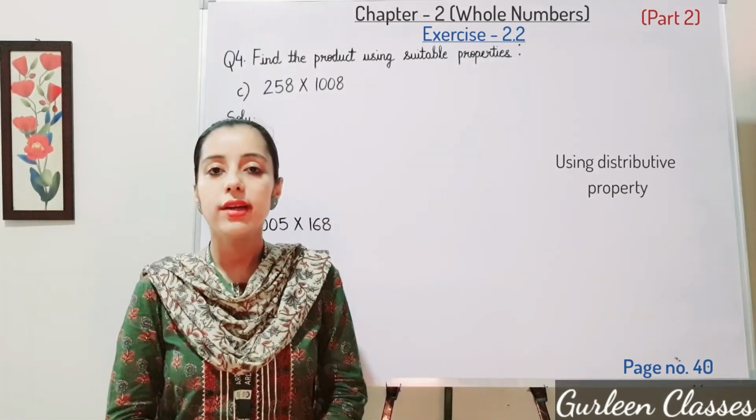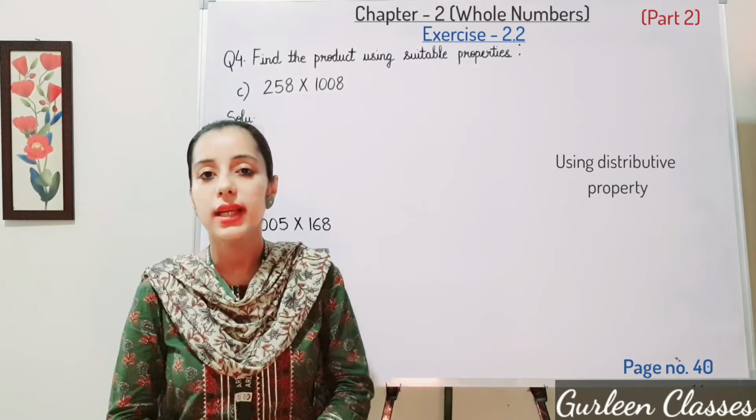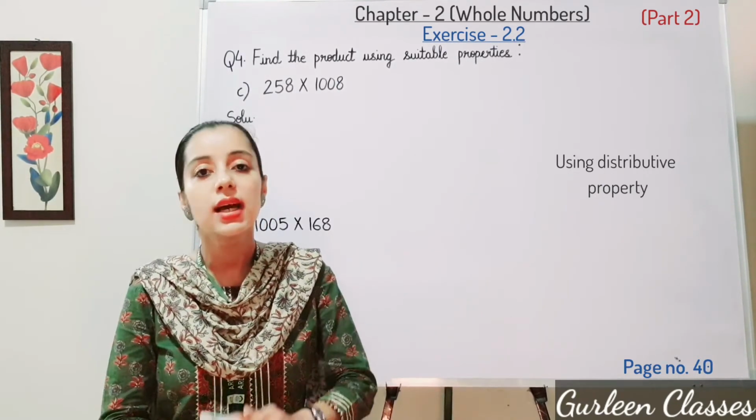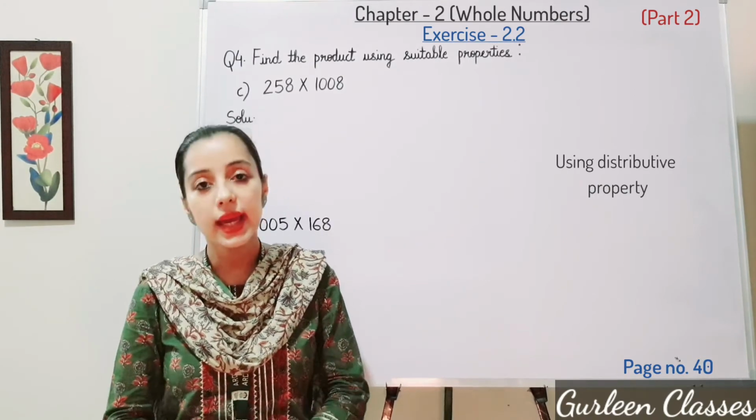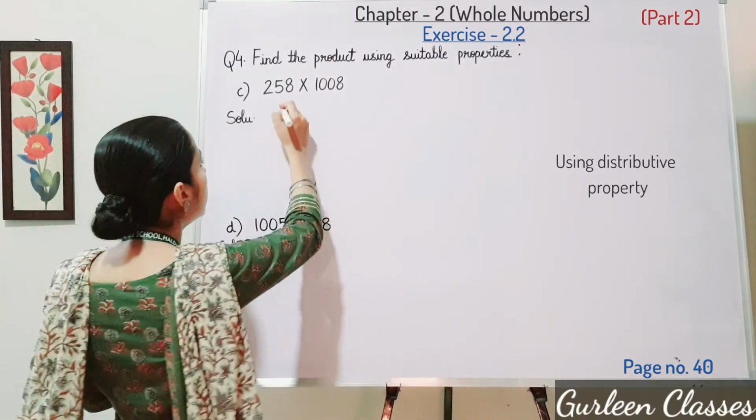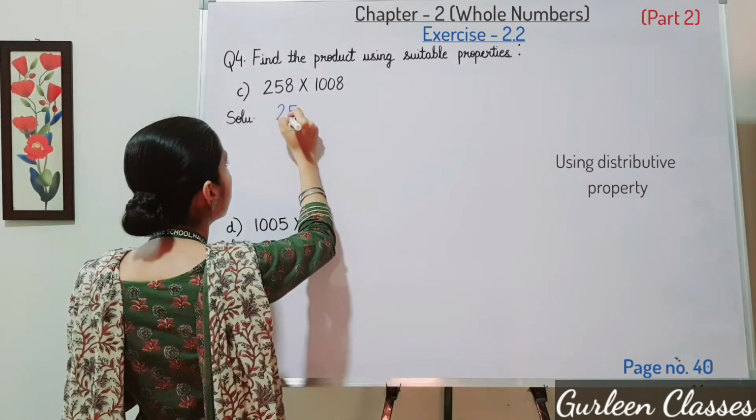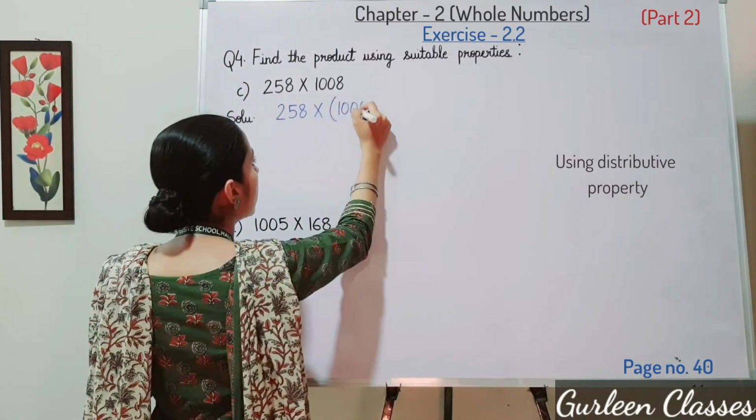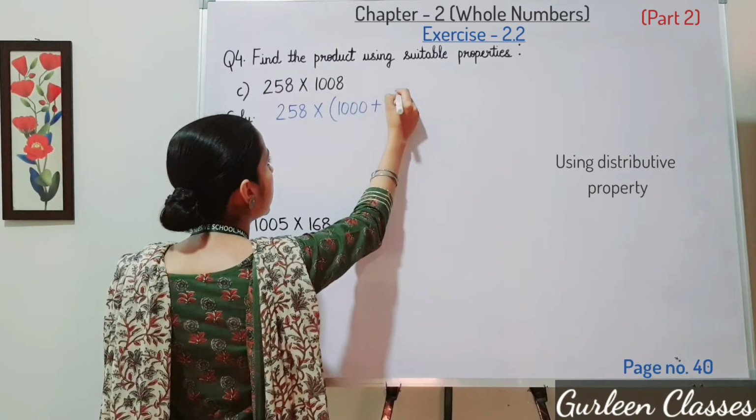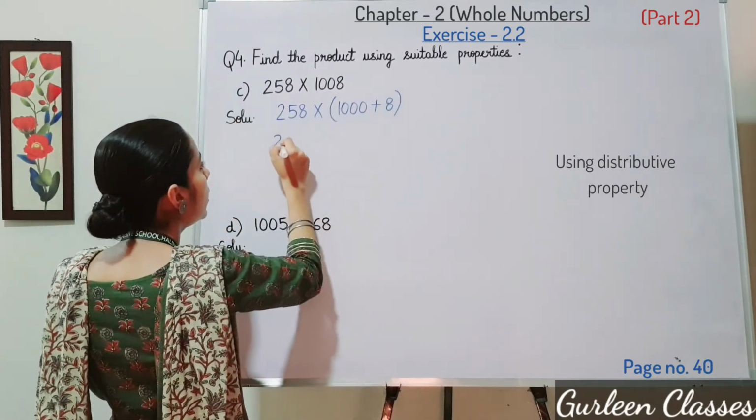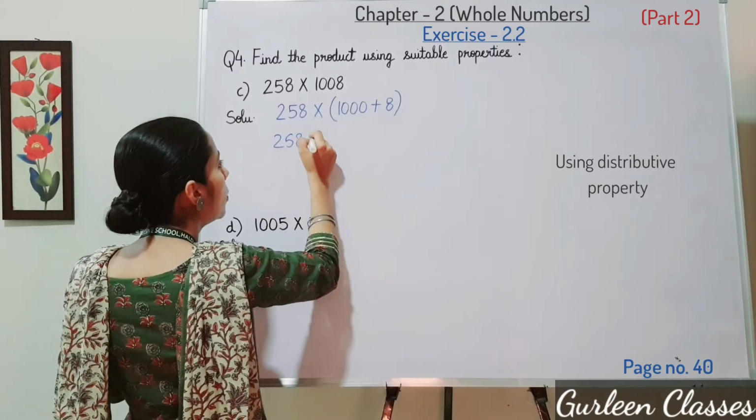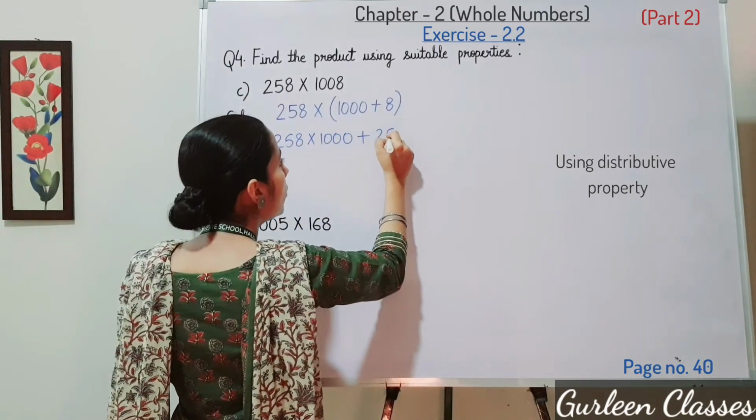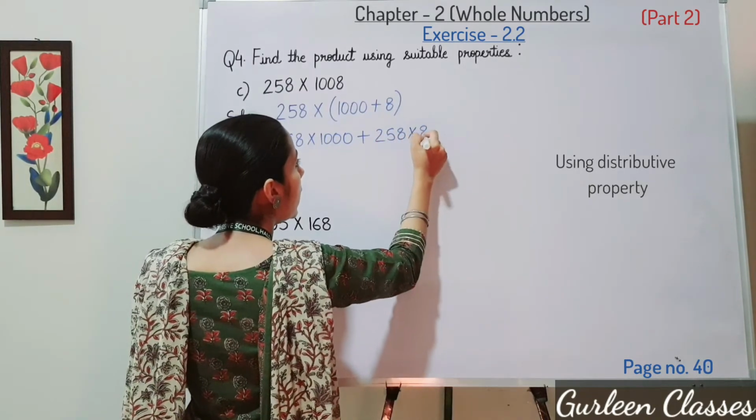C bar, 258 into 1008. So students, here 1008 can be distributed as 1000 plus 8. So let us write here 258 into 1000 plus 8. So multiply 258 into 1000 plus 258 into 8.